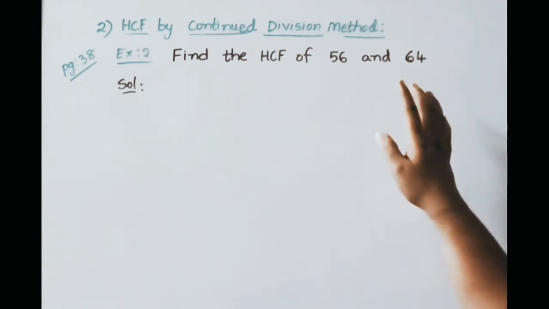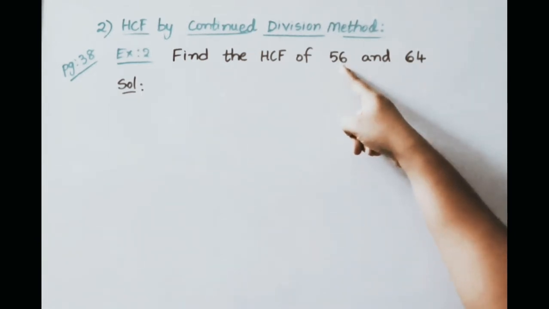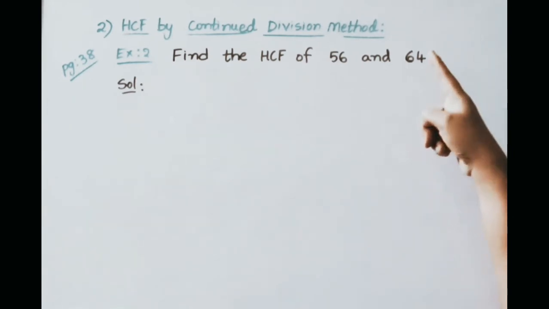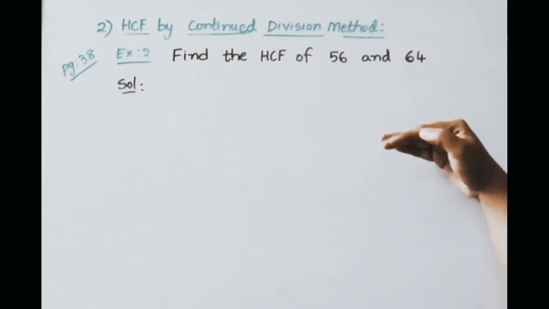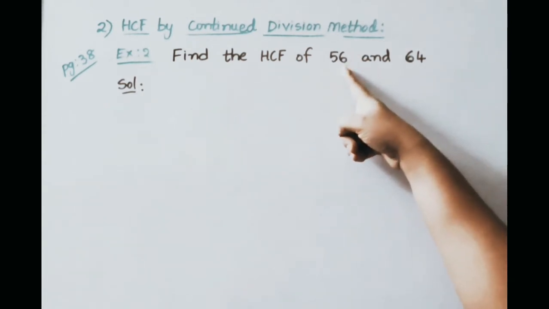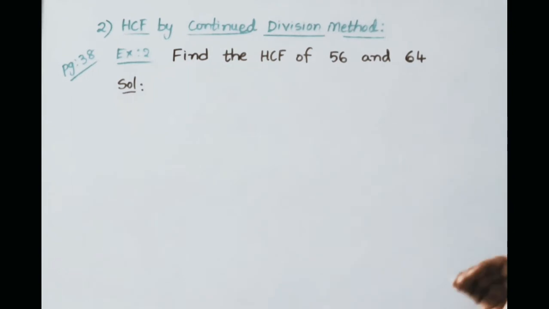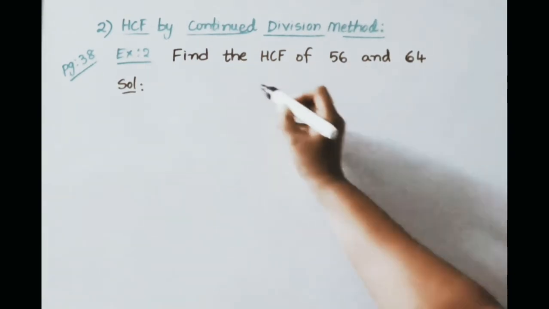In this method, take the smallest number and divide the largest number. So, by the remainder, we have to divide the previous divisor. Until we get remainder 0, we need to continue the process. And the last final divisor, whatever left over, that will be the HCF. Now let us see the solution.